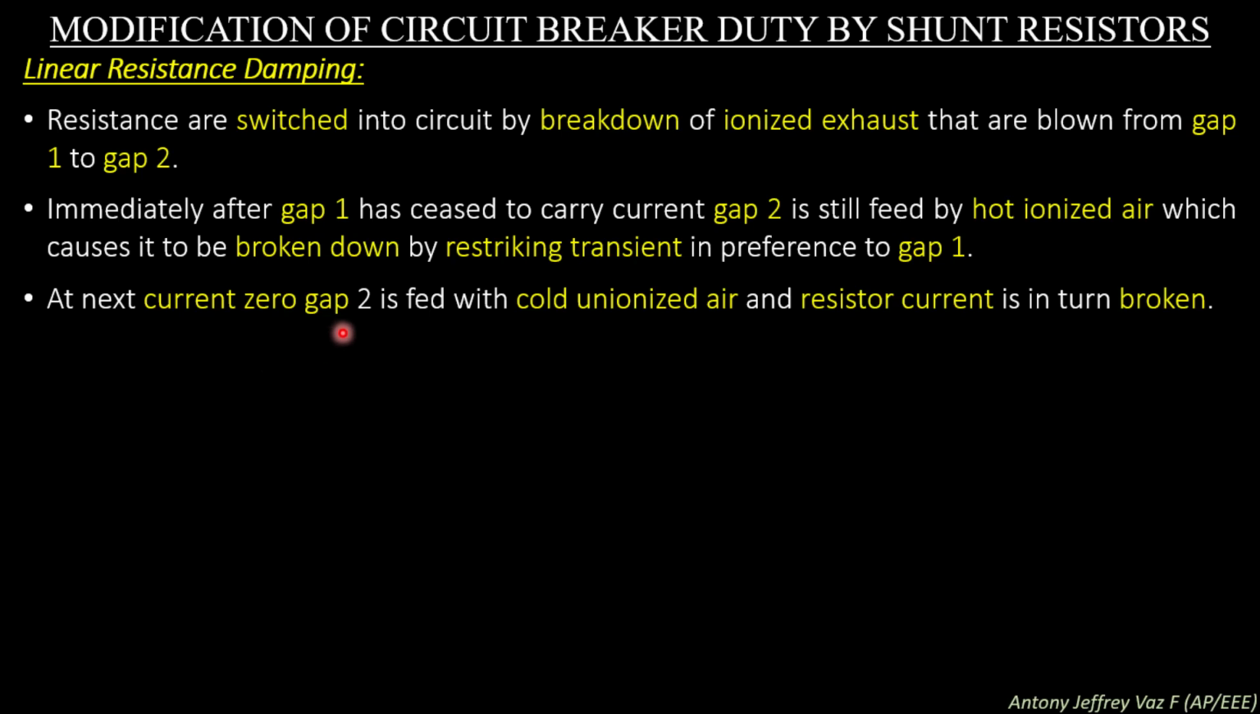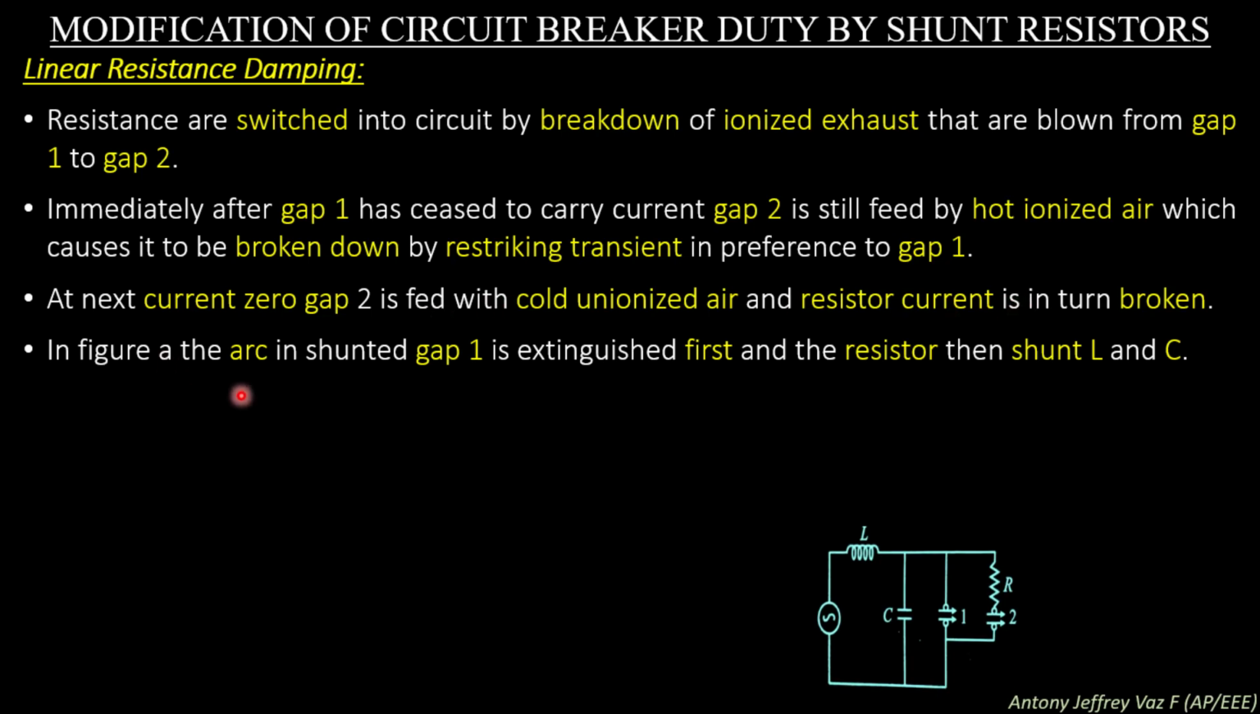At the next current zero, gap 2 is fed with cold unionized air, and the resistor current is in turn broken. Gap 1 cuts off the arc at the first current zero position, whereas gap 2 will try to cut off the arc at the second current zero position. The temperature created by the arc has to be decreased, so fresh cold unionized air is blown into gap 2 so that the medium gets deionized and the temperature in gap 2 is reduced. The resistor current will be broken as well as the arc current, so the arc gets extinguished.